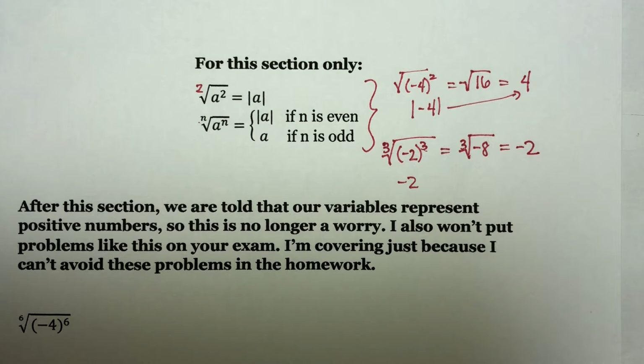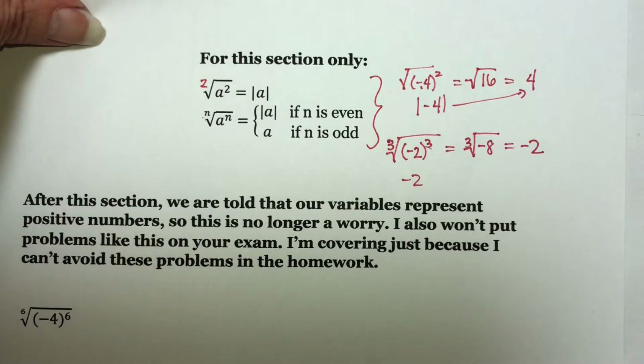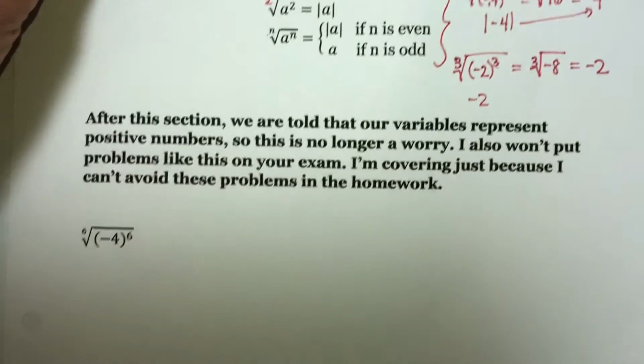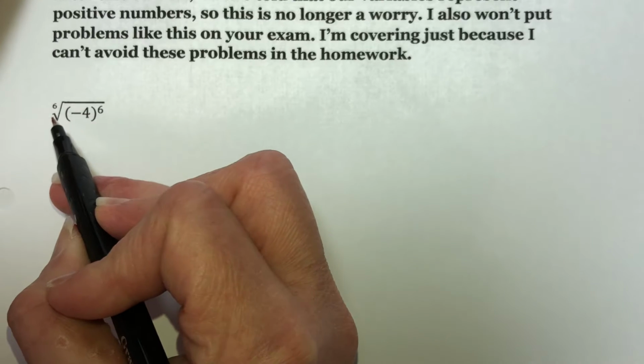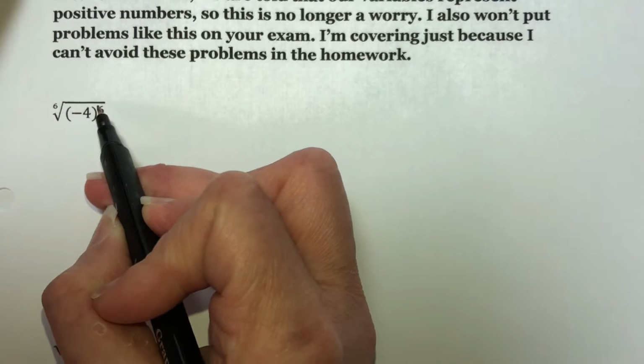Now, why do I say we only have to worry about that in this section? That's because after this section, we are told that our variables are positive numbers, always. And if we're always plugging in a positive number, then we don't have to worry about absolute values because we're never going to get a negative that we need to take the absolute value of. I'm teaching these because I can't avoid them on the homework. I'm not going to put them on the test, but I will show you how they work so we can get through the homework. The basic idea is going to apply after this, but you're not going to have to worry about absolute values.